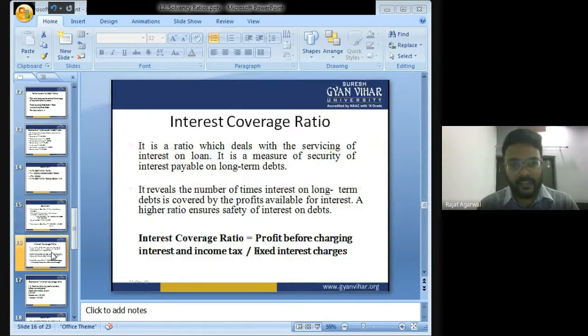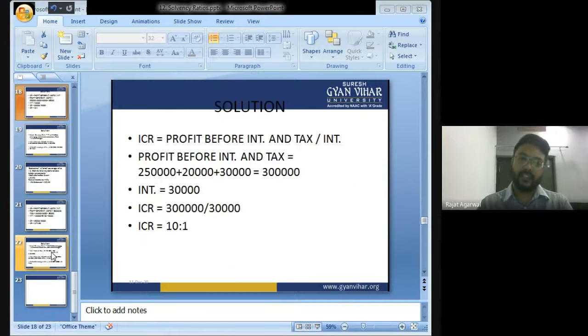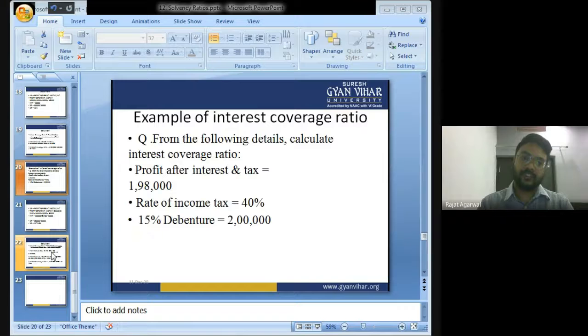And last, interest coverage ratio. Interest coverage ratio equals profit before charging interest and income tax divided by fixed interest charges. In this, we take profit before charging interest and tax. In the question, if it is given profit after charging interest and tax, then we add back interest and income tax so that we can know the profit before charging interest and income tax. These were the illustrations which I have taught you today.